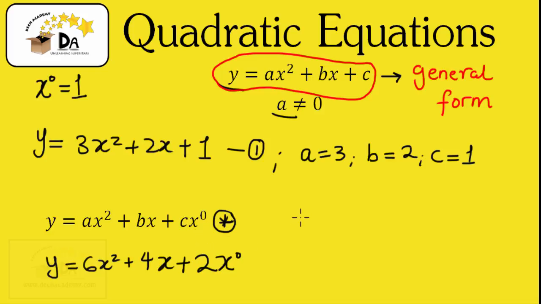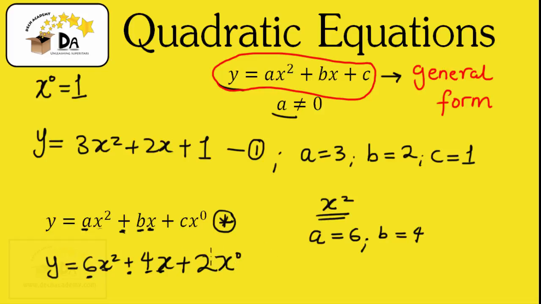So, for instance, you're comparing the coefficients in this modified general form and this given equation. If you compare the coefficient of x squared, you can tell that for this equation, a is 6. We have x squared here, the coefficient is a, x squared here, the coefficient is 6. We have a plus sign, we have a plus sign. We have the coefficient of x here as b, coefficient of x here is 4. So for this equation, b is 4.